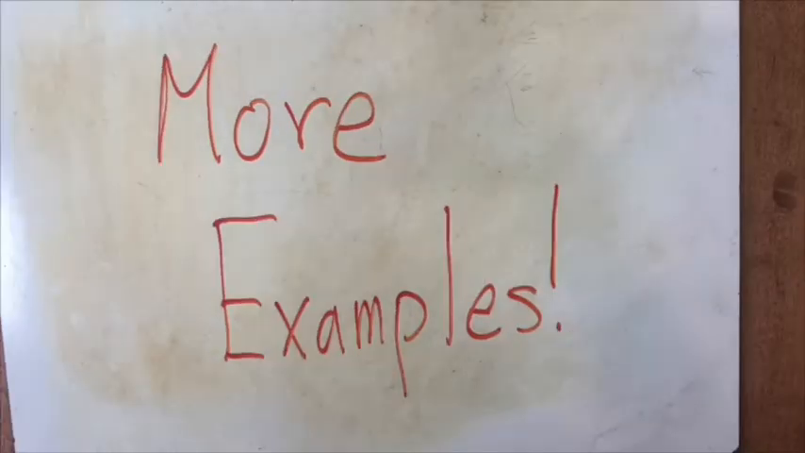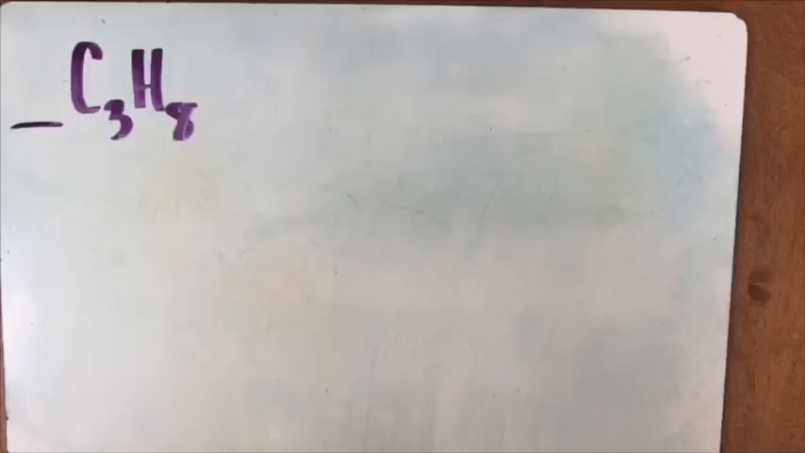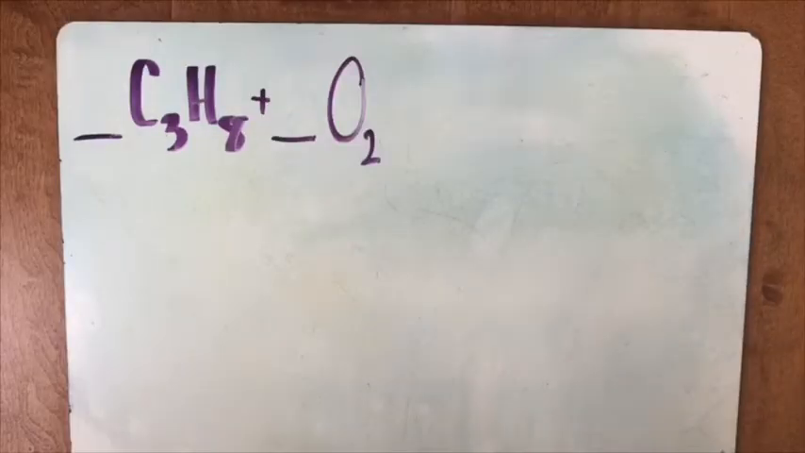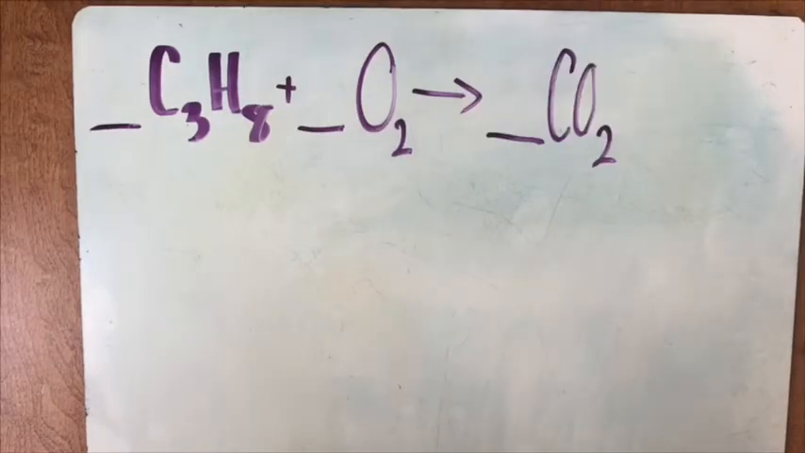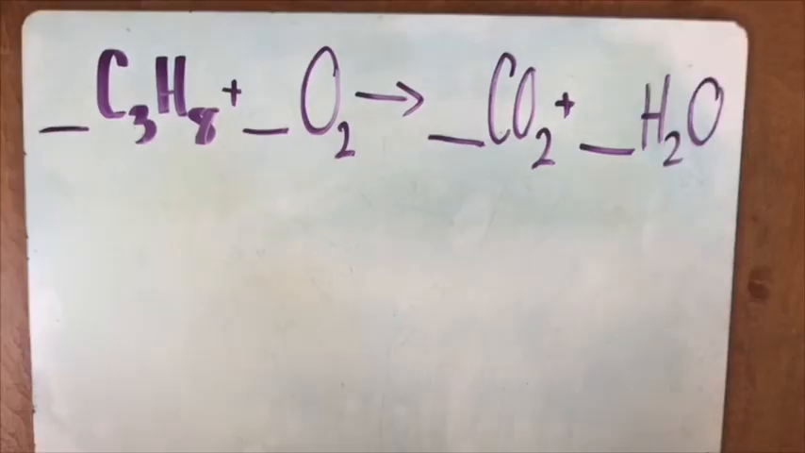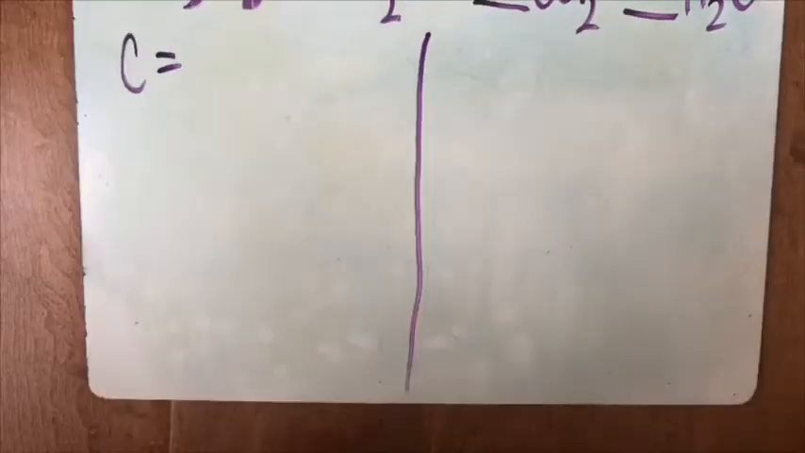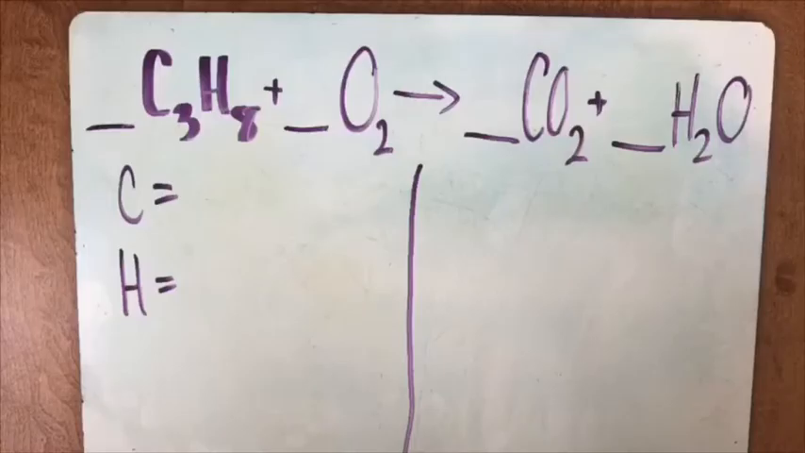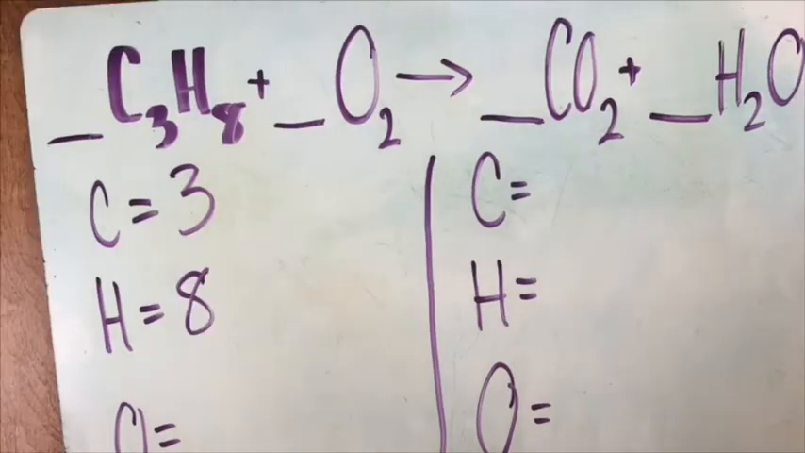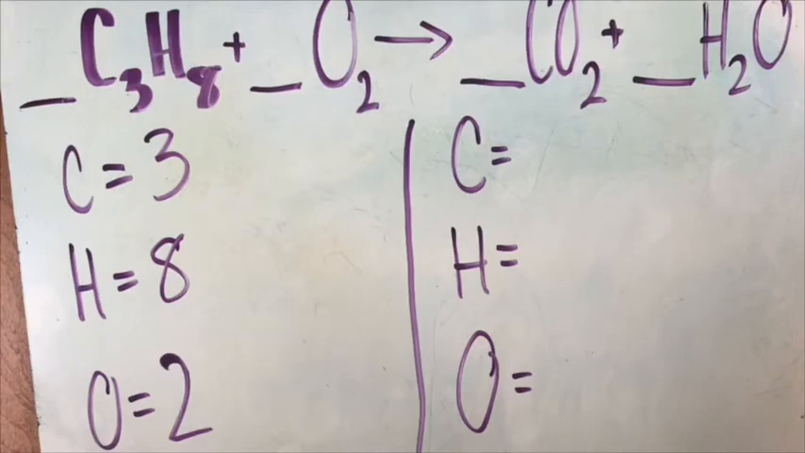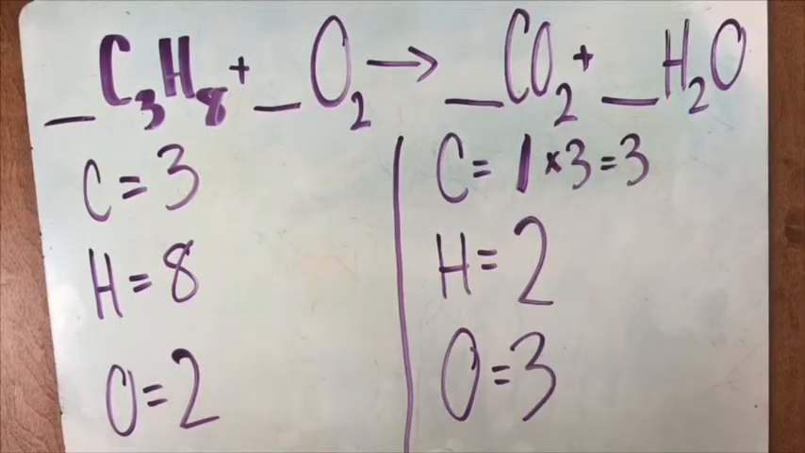Now it is time for more examples. The next example is C3H8 plus O2, which makes CO2 plus H2O. The second step is to count the number of each element on both sides. So the reactant side, there is 3 carbon, 8 hydrogen, and 2 oxygen. On the product side, there is 1 carbon, 2 hydrogen, and 3 oxygen. The next step is to get the equal amounts of each element.